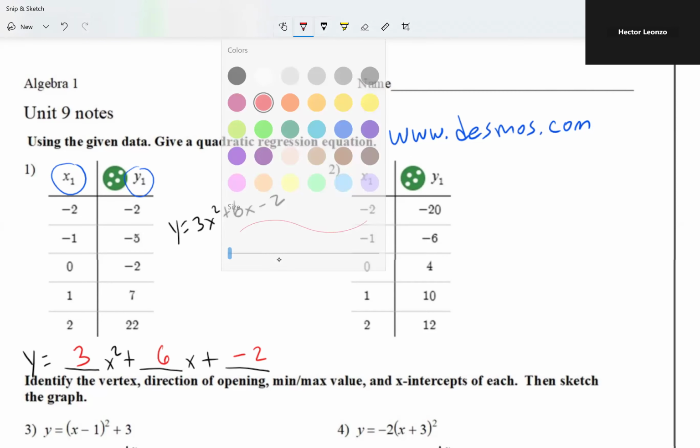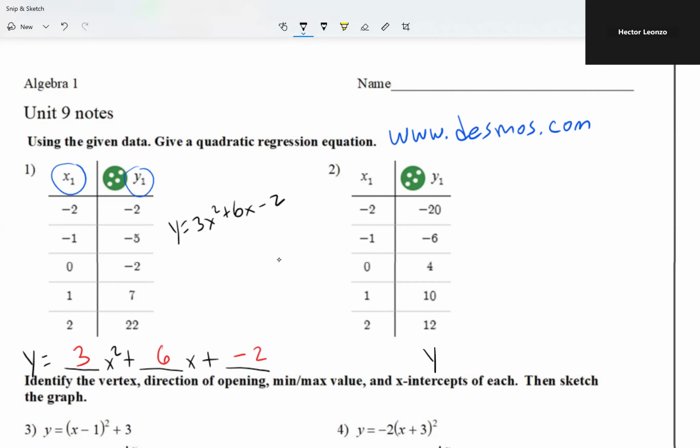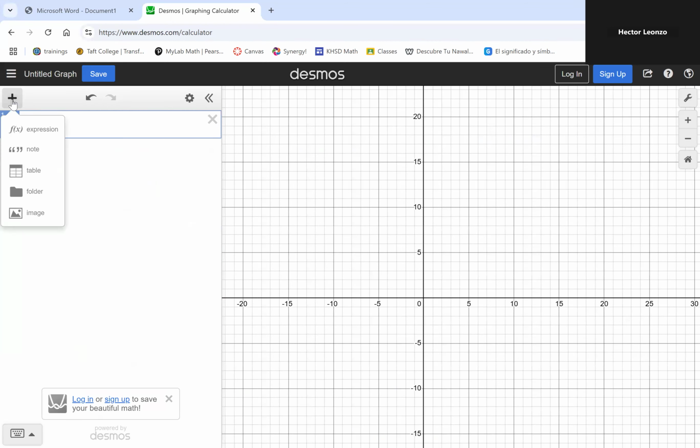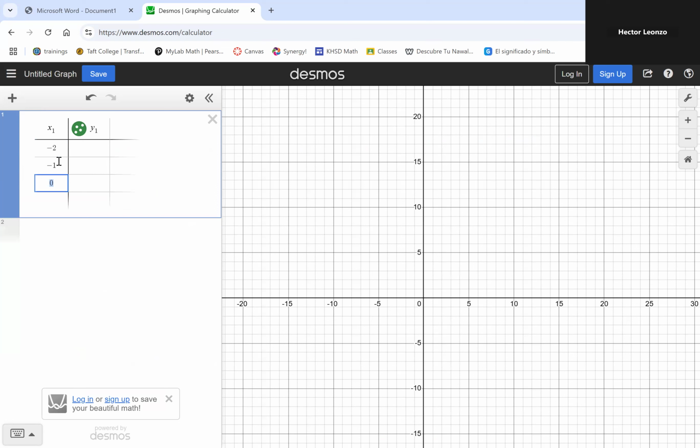For question number 2, I'm going to have to fill in the spaces. When I open my homework, it's going to be y equals something x squared plus something x, and then plus something. I had to complete this. So let me go back to Desmos and use the numbers from this table. Let me clear this out. I'm going to go here, add table. My x values for question number 2 were -2, -1, 0, 1, and 2. My y values were -20, -6, 4, 10, and 12. Again, I'm getting the values from the notes.